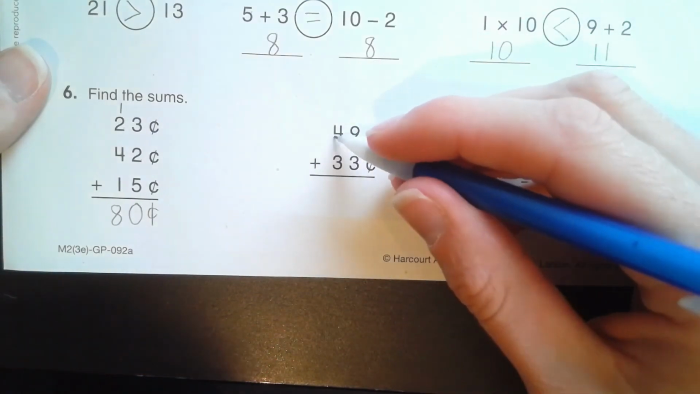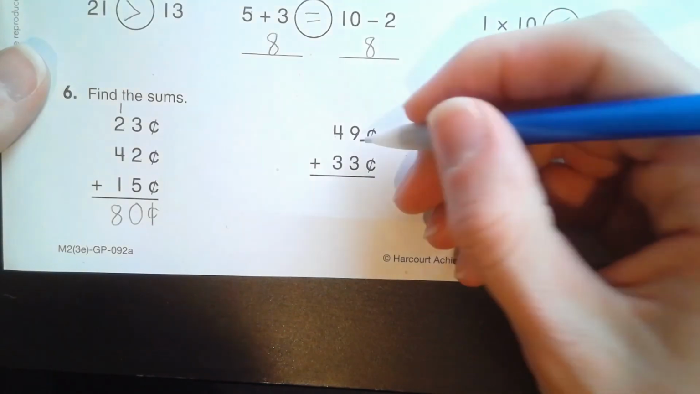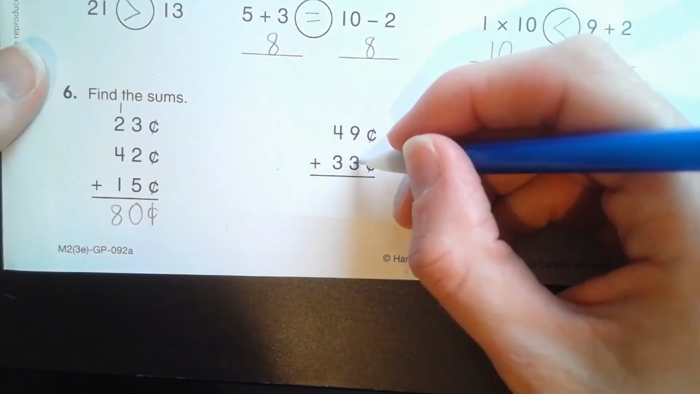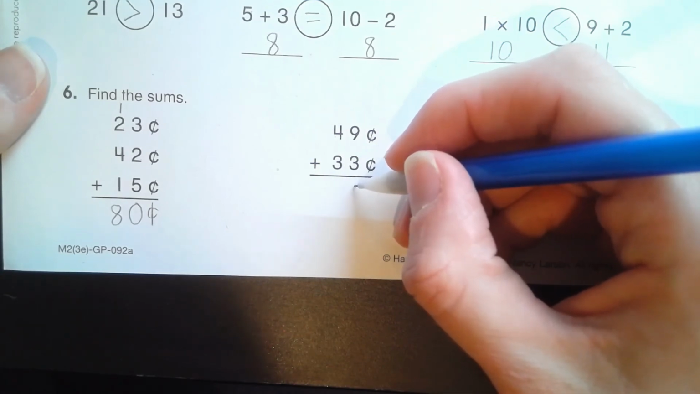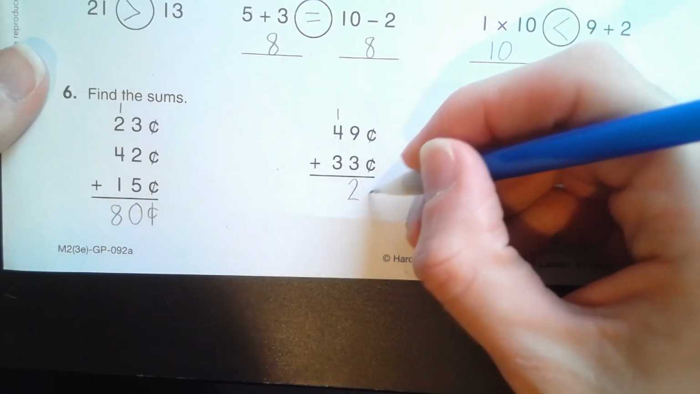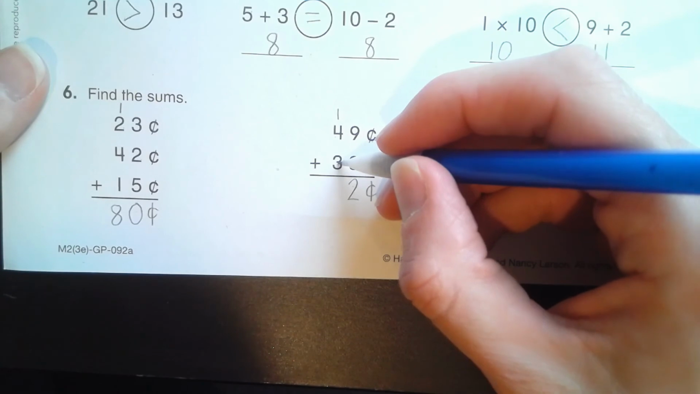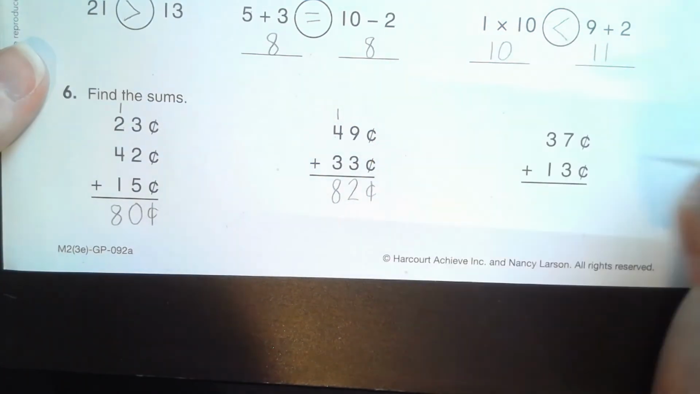Now we're ready to do 49 cents plus 33 cents. 9, so we start with the ones column. 9, 10, 11, 12. I can't put 12 down here under the ones column. 12 is 1 10 and 2 ones. 4, 5, 6, 7, 8. The answer is 82 cents.